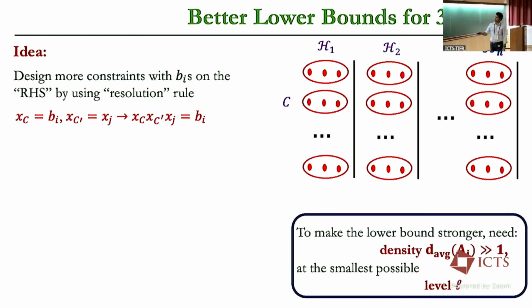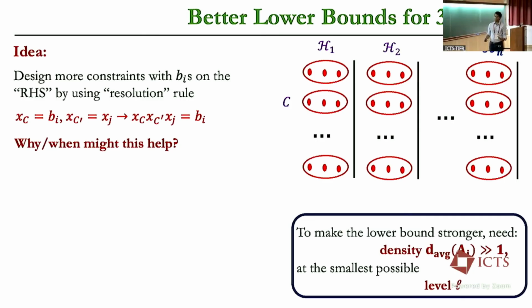Well, if these two equations hold, I can multiply the left-hand sides and the right-hand sides, and I get a new equation. So the product of x_c and x_c' should be equal to the product of b_i and x_j. And then I can move x_j to the left-hand side because x_j squared is 1. That's what this is. I'm going to call this a derivation. It takes two constraints and gets a new constraint out.